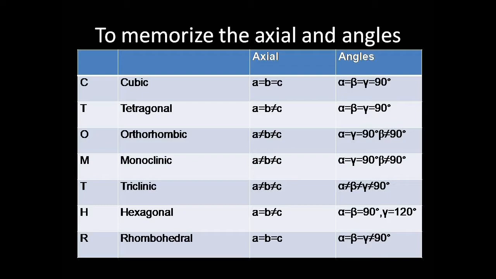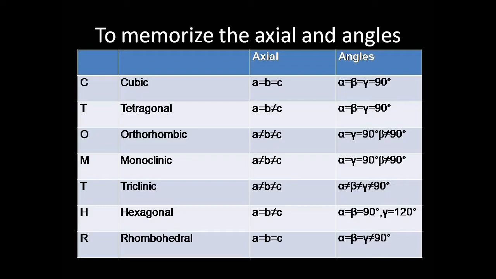C is cubic. T means tetragonal. O means orthorhombic. M means monoclinic. T means triclinic. H means hexagonal. R means rhombohedral. Now see the axial column. a = b = c is the same for cubic and rhombohedral. The next one, tetragonal and hexagonal: see both, a = b but not equal to c. And afterward, orthorhombic, monoclinic, triclinic: in these three, a is not equal to b and also not equal to c.